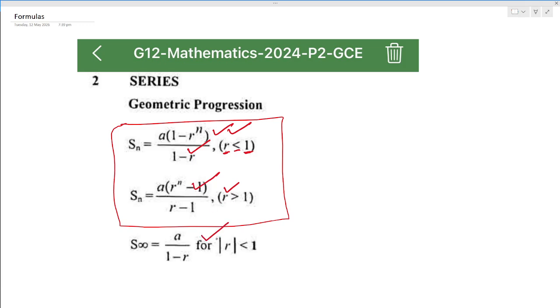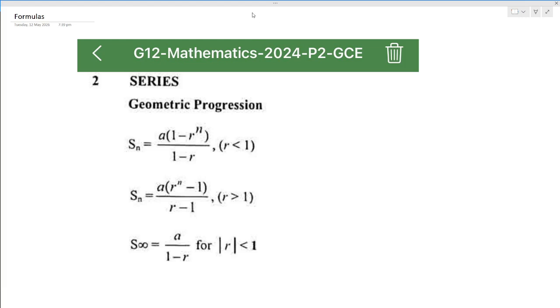Okay, then for this one, we'll get to it in the second lesson. So otherwise, it's important for you to know which formula you're supposed to use when you're finding the sum of the terms. So just check, okay, is my common ratio a fraction? If it's a fraction, you're using this one, because any fraction is less than what? Is less than 1. If your common ratio is greater than 1, then that's the one you're going to use.